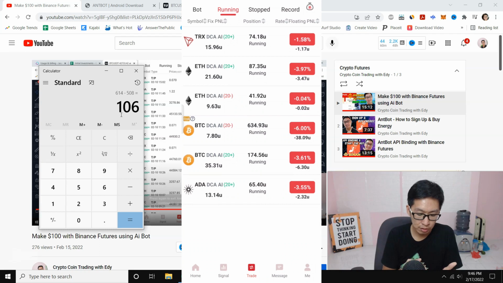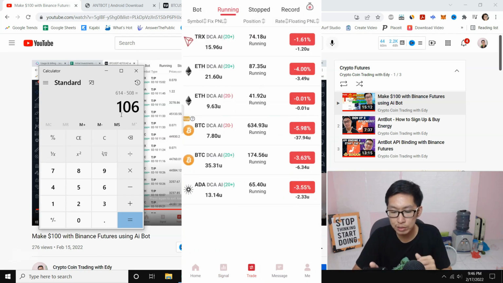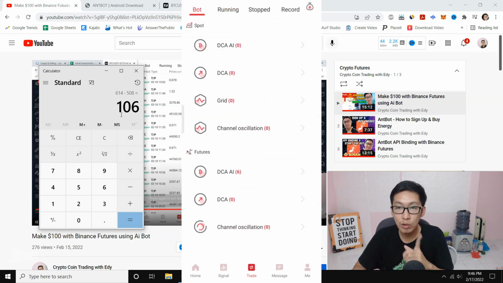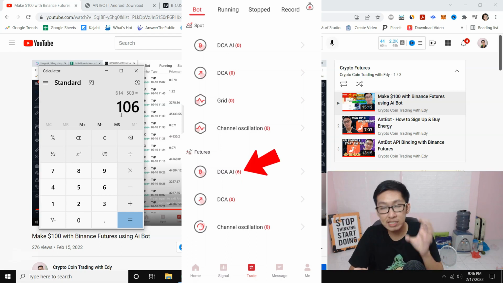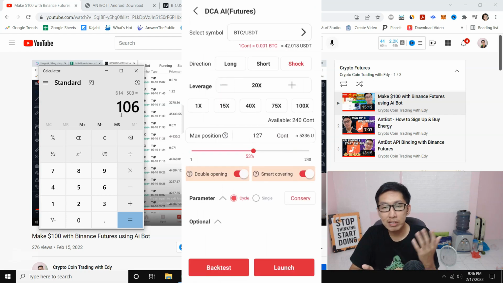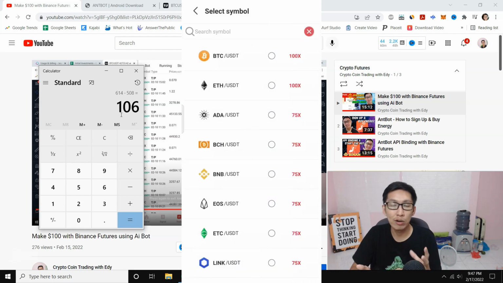Now let me show you the trade settings. I promised you to show the trade settings, and I will tell you the trade settings. Basically, you go to bot, and for me, I will explain the DCA AI. This is suitable for beginners. Just choose DCA AI, and then you can choose coins. Select symbol. Here you can choose any coins.